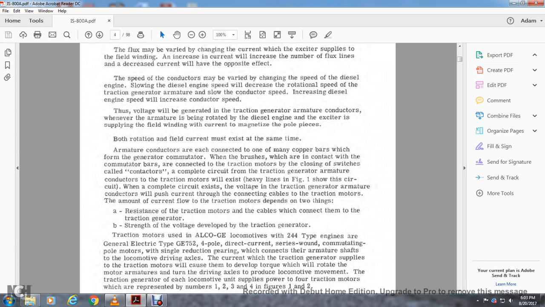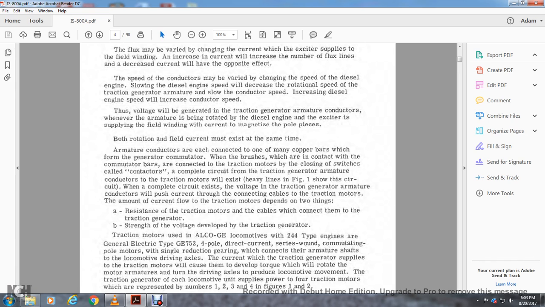The traction motor used in the American Locomotive Company and the GE locomotives with the 244 type engines, or General Electric type, is the GE 752 4-pole direct current series wound commutating pole motor with single reduction gearing, connecting the armature shaft to the driving axle. The current which the traction generator supplies to the traction motor will cause it to develop torque, rotating the motor armature and turning the driving axle to produce locomotive movement.